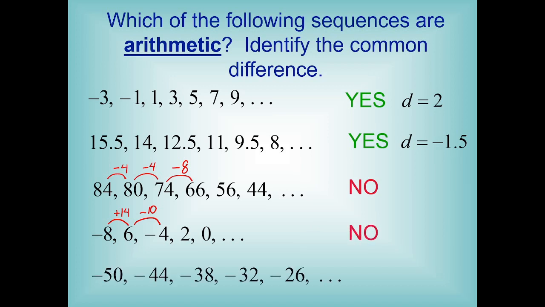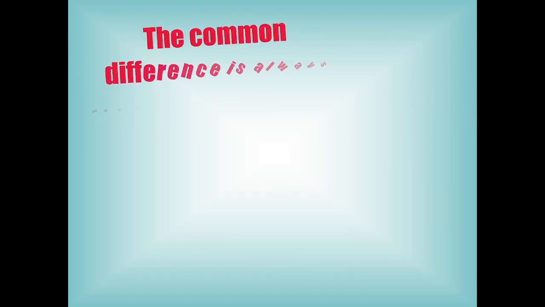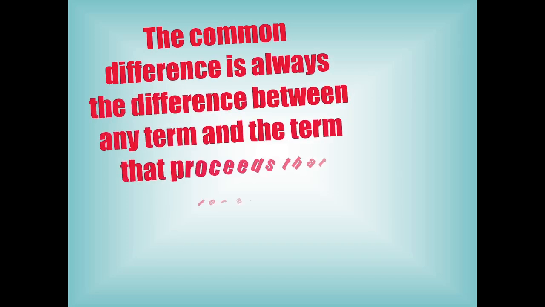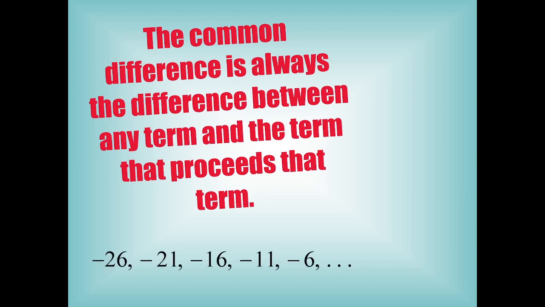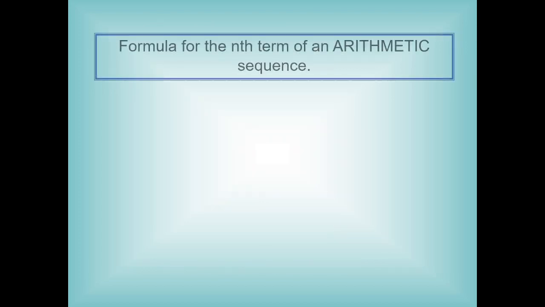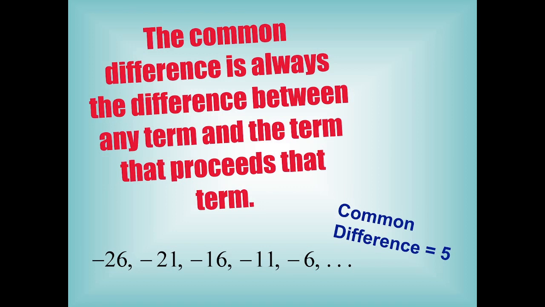Let's have our last item. This is an arithmetic sequence. Correct. And what is the common difference? It's plus 6. Okay. Now, the common difference is always the difference between any term and the term that precedes that term. Like for this one, the common difference is simply the number 5. So this one is plus 5, this is plus 5, this one is plus 5. Okay, so that's the common difference.